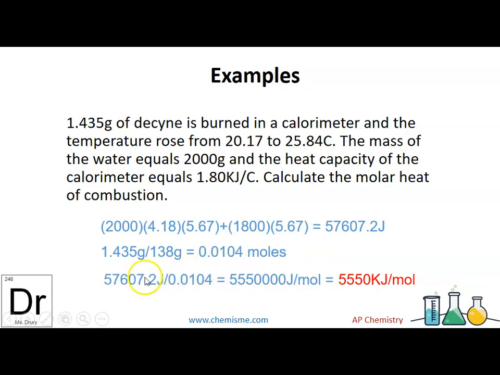And I would divide it by the moles. Notice I didn't change the number of sig figs yet. I'm doing it at the end. I get a crazy number of joules, or a normal amount of kilojoules if you change it. And this is how we change from joules to kilojoules per mole. We divide by 1,000 and then we divide by the moles.